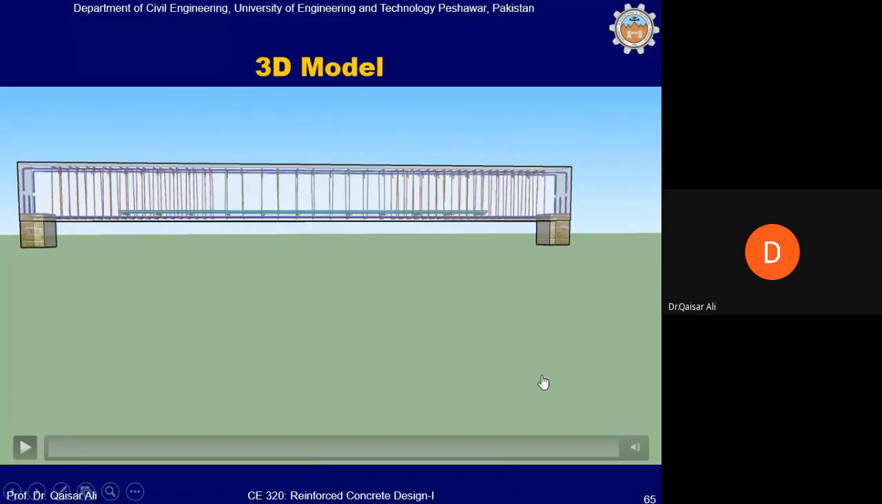What you see is that these are 5 bars, but 3 bars have been carried to the support continuously, and 2 bars in the second layer have been curtailed at this location. You can see this location. I hope you can see this. The reason is that we have calculated the area of steel based on the maximum bending moment.